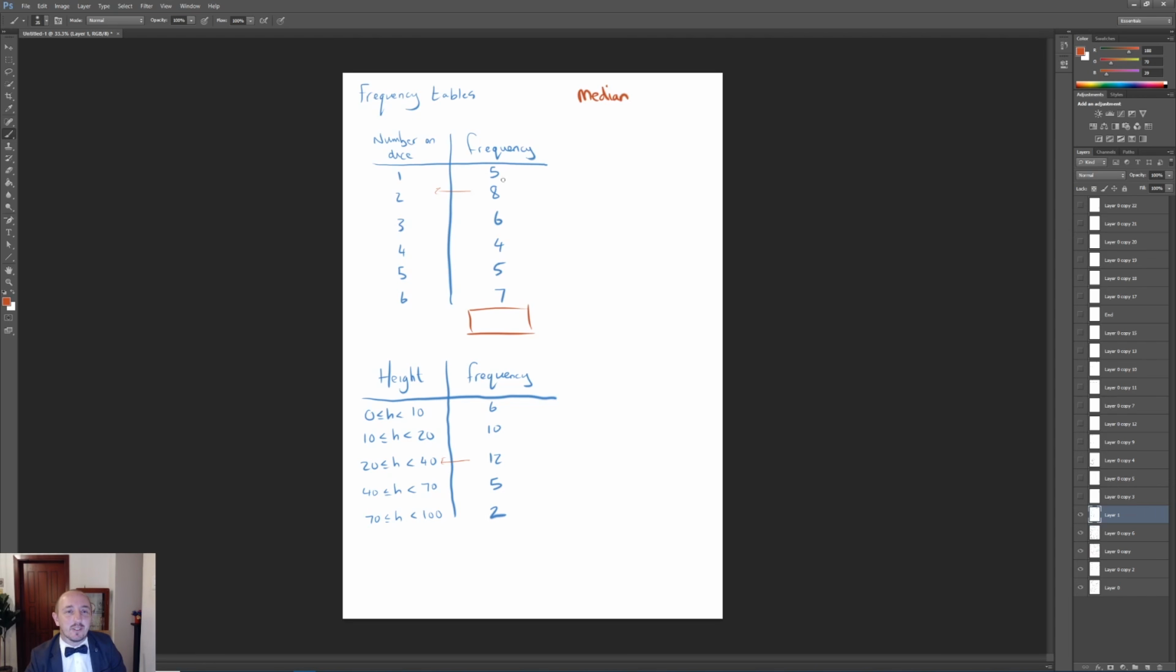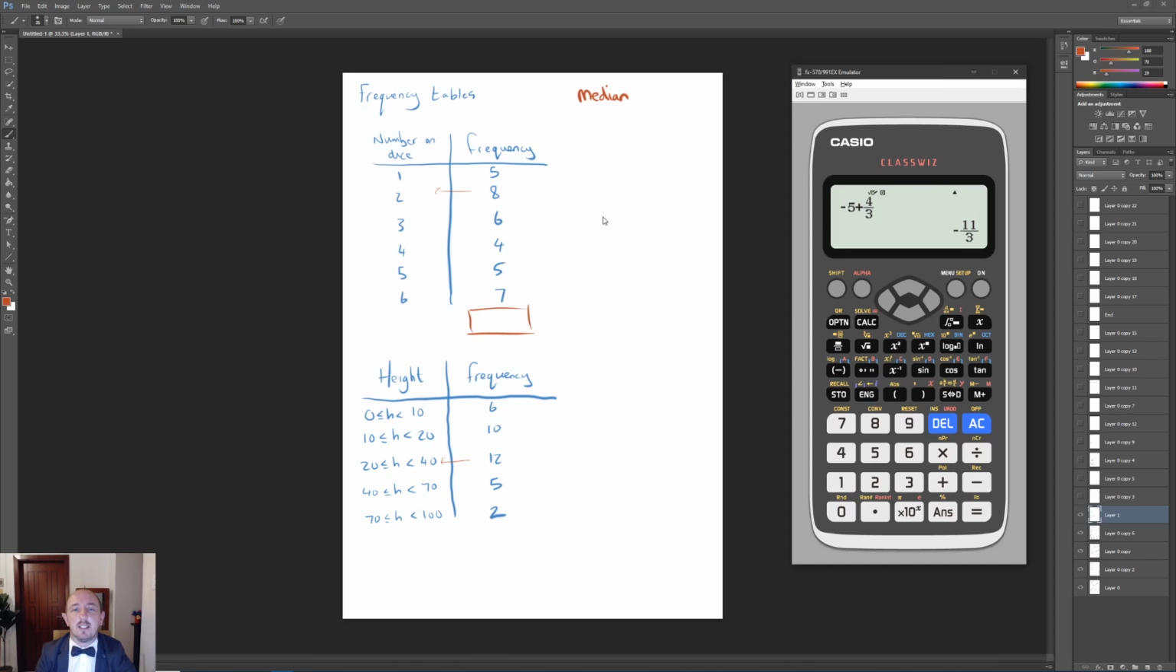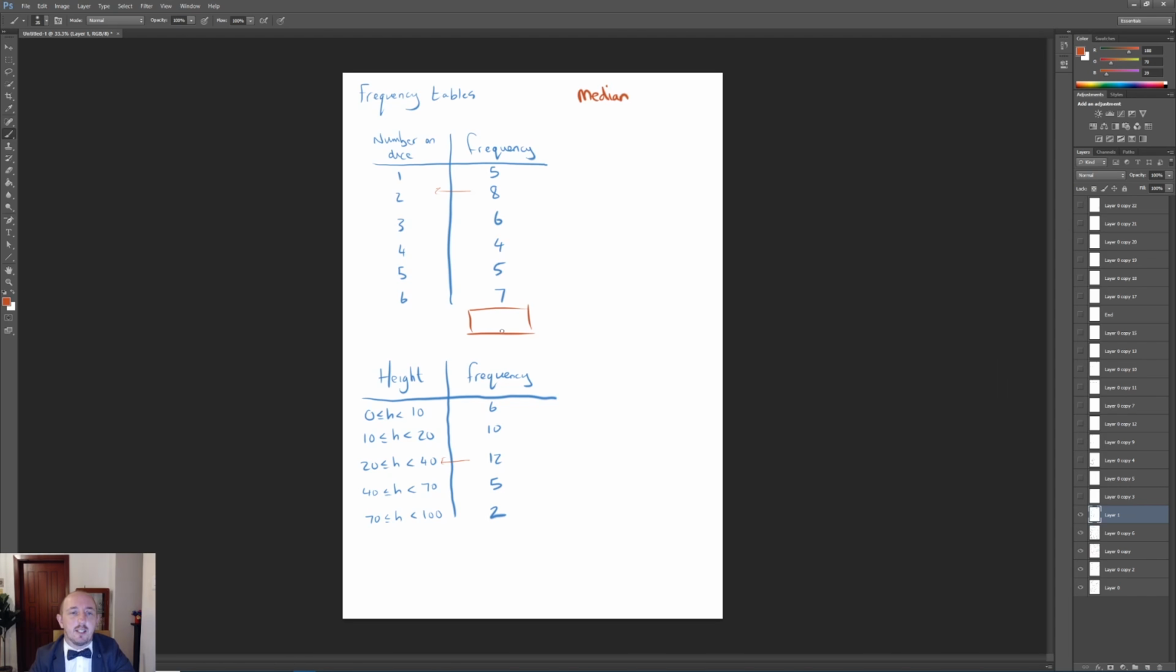So in this case, we've got 5 plus 8 plus 6. Let's put this all in. So 5 plus 8 plus 6 plus 4 plus 5 plus 7 is equal to 35. So the total frequency is 35. So the middle value is going to be in the 35 plus 1 over 2, the 18th position. Remember that this is going to be number on the dice and frequency, so it's going to be 1, 1, 1, 1, 1, then there's 8 2s, and then there's 6 3s like this.